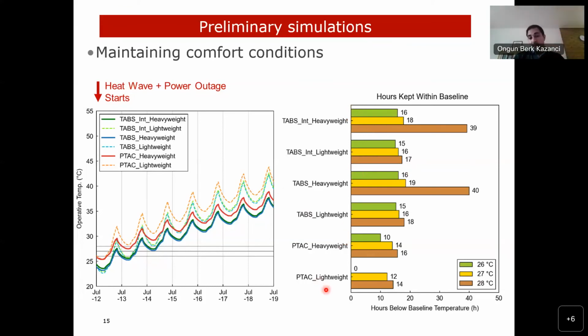And again, here the tabs is performing better than the convective system. While in the convective system, there's basically not so much buffer. And again, it's because there's not so much to absorb the heat.